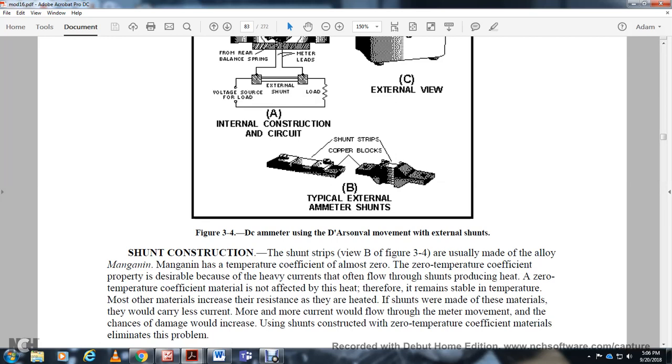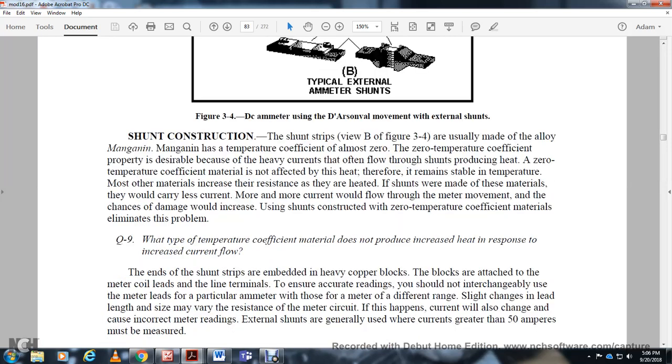Shunt construction: the shunt strip in figure 3-4 is made with the alloy manganin. Manganin has a temperature coefficient of almost zero. This is desirable because of the high current flow through the shunt, which produces heat. A zero temperature coefficient material is not affected by the heat. Otherwise, shunts made of other metals would increase in resistance as they heated, carry less current, and more current would flow through the meter movement, causing damage. Constructing the shunt of zero temperature coefficient material eliminates the problem.